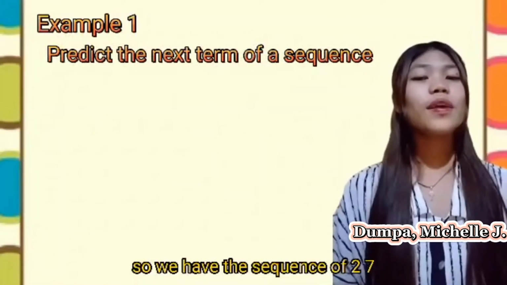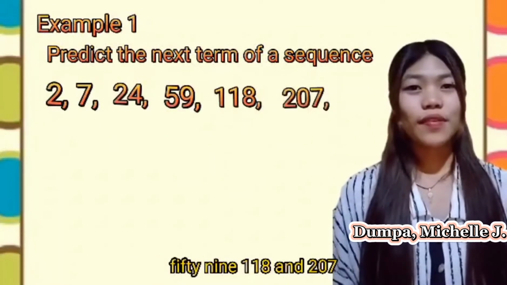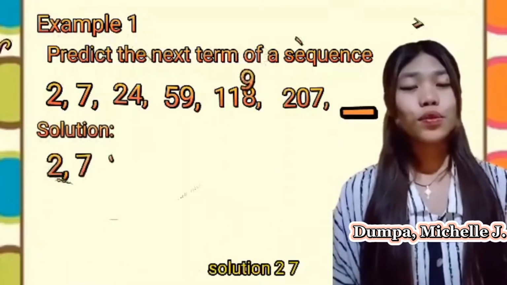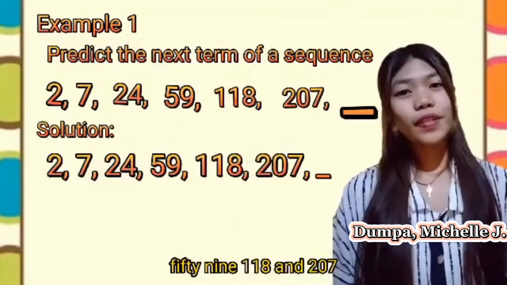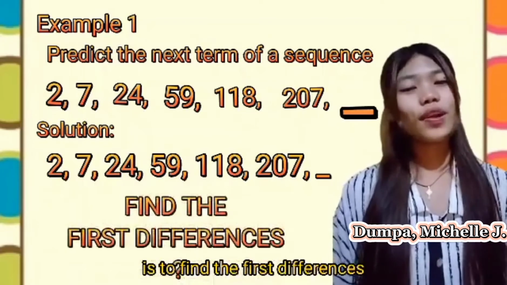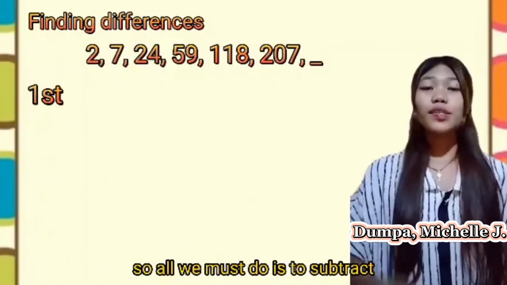So we have the sequence 2, 7, 24, 59, 118, and 207. For us to get the next term, we must have a solution. The first thing we must do is to find the first differences. So, how do we get the first differences? All we must do is subtract.